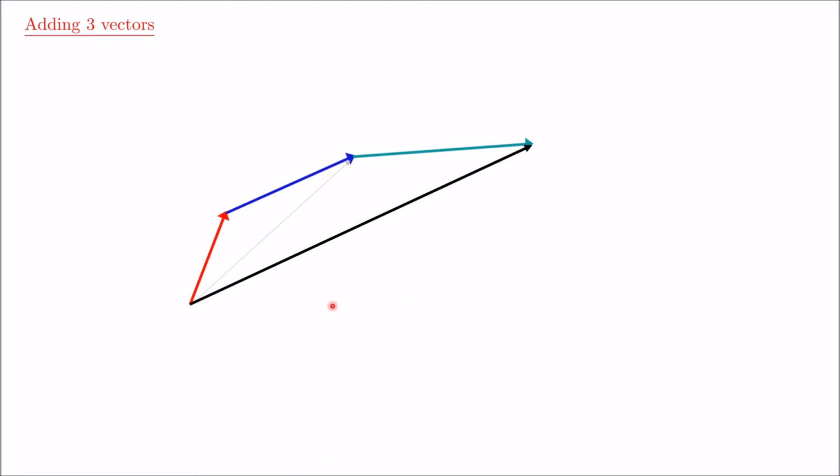But after doing all that, you realize, well, we can actually just skip this intermediate one. If you want to add three vectors together, just chain them together like so. And the final answer, the final vector, is going to be the one that goes from the tail of this red one all the way to the head of the very last vector that we were trying to add.